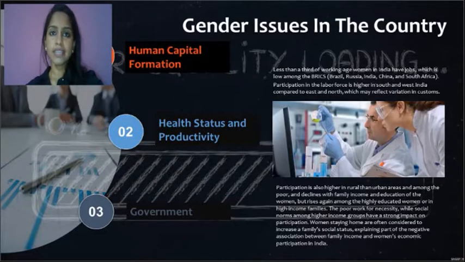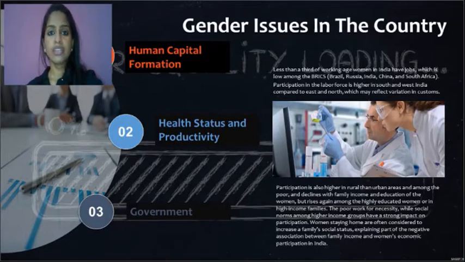Now let us look at some issues in the country. Less than a third of working age women in India have jobs, which is low among the BRICS: Brazil, Russia, India, China and South Africa. Participation in the labor force is higher in South and West India compared to East and North, which may reflect variation in customs.